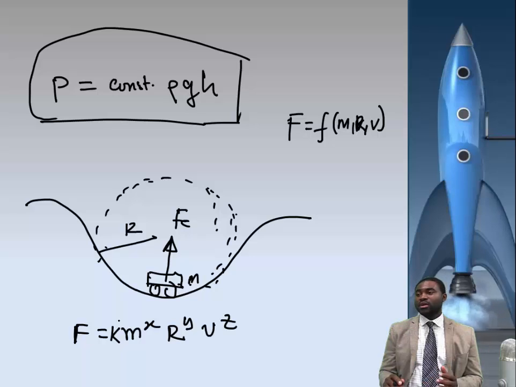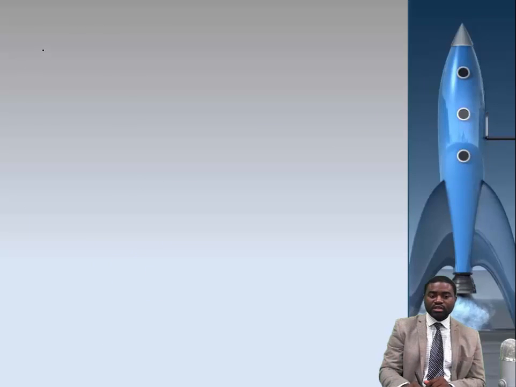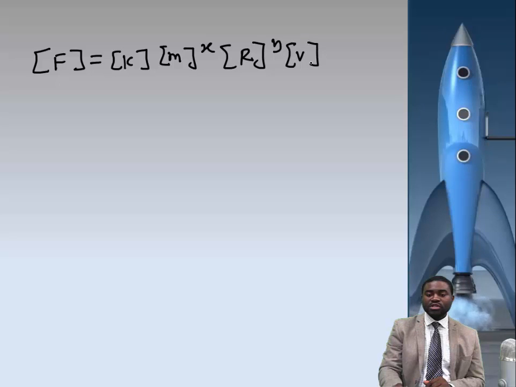No, it doesn't matter, it's multiplication. I just put it that way because it's just by instinct. I don't have any particular reason. So this would mean that the dimensions of F is equal to the dimensions of K, the dimensions of M raised to the power x, the dimensions of R raised to the power y, and the dimensions of V raised to the power z.